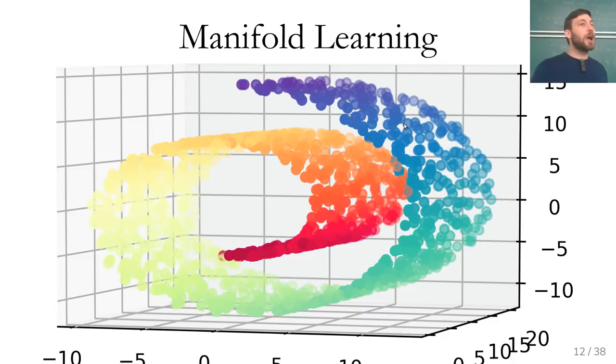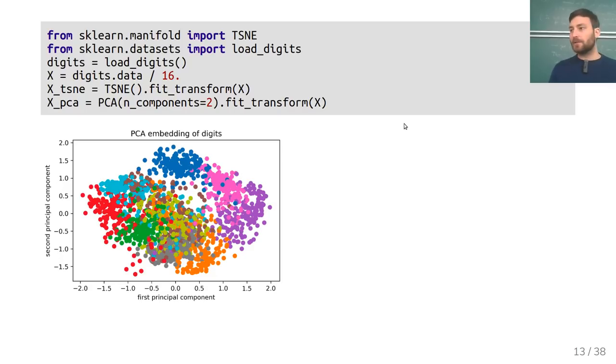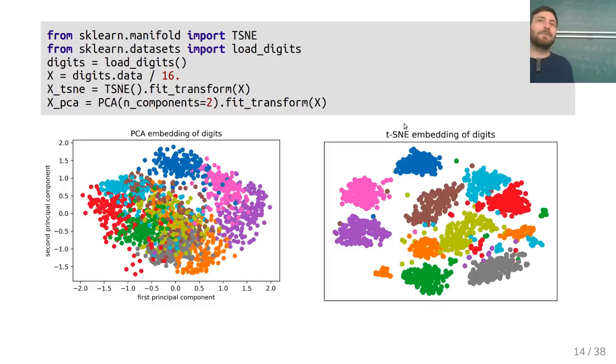Probably the most commonly used manifold learning algorithm is T-SNE, and why do I have two slides of this? In practice, I would also recommend you look into FastVis and UMAP, but T-SNE is sort of the industry standard for visualizations. And so here, this is a visualization of the 10-class handwritten digits data set that's in scikit-learn.